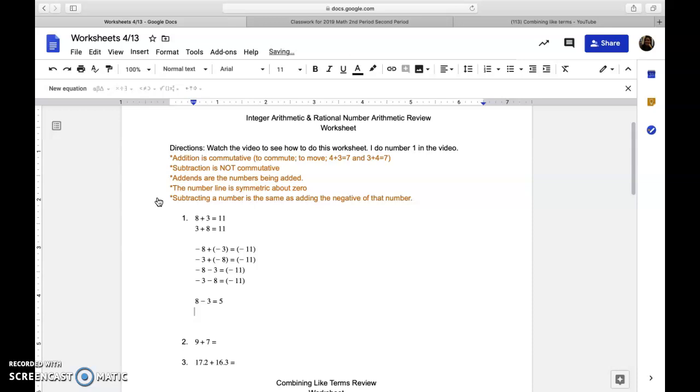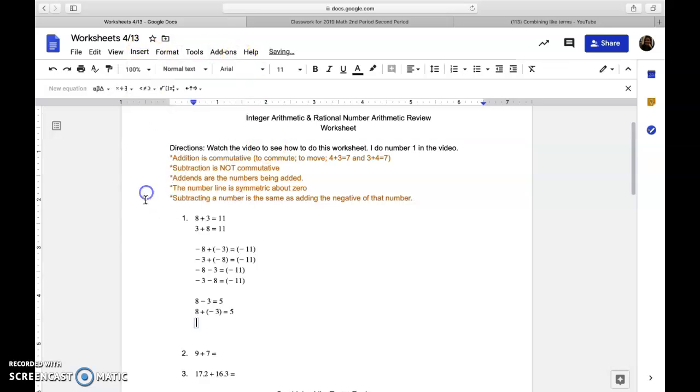And we know that, insert equation, we know that subtracting a number is the same as adding the negative of that number. So we will rewrite 8 minus 3 as 8 plus negative 3. That's going to equal 5. And we know also that addition is commutative. So I'm going to go to insert equation and switch the addends. I'm going to put negative 3 first. Negative 3 plus 8 is positive 5.